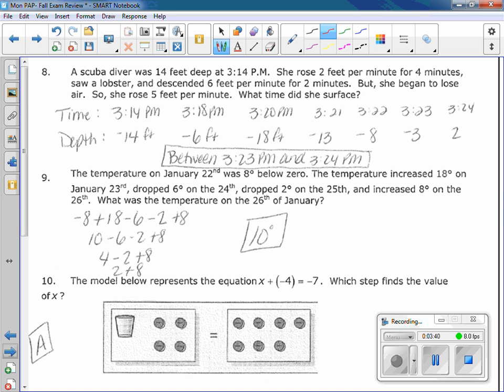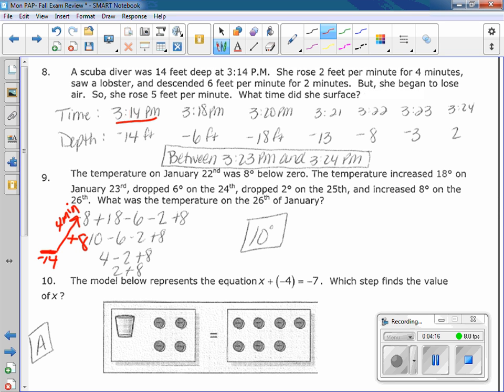On this next one, I would have drawn a picture. So at 3:14, we were at negative 14. And then it said she rose 2 feet per minute for 4 minutes. So she went up 8. All right, so then it went up 8 feet. So from there, this is 4 minutes time. So we started at 3:14 and we went up 4 minutes. So negative 14, during that time period, we went up 8, which puts us at negative 6.